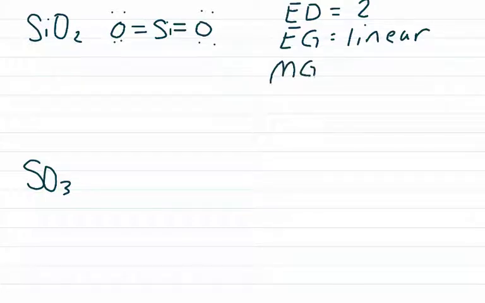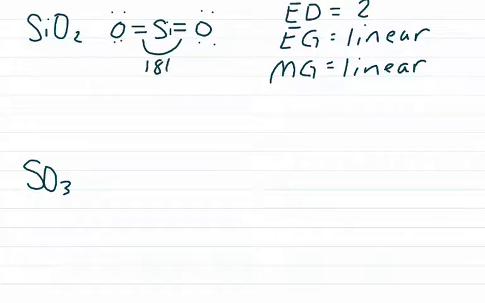And in this case, there are no lone pairs around that central atom, so the molecular geometry and the electron geometry are the same. So silicon dioxide is a linear molecule, meaning that this angle between the oxygens is about 180 degrees, and silicon dioxide is just a straight line across.